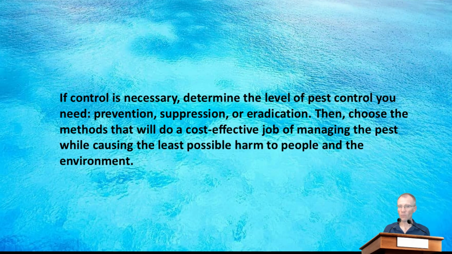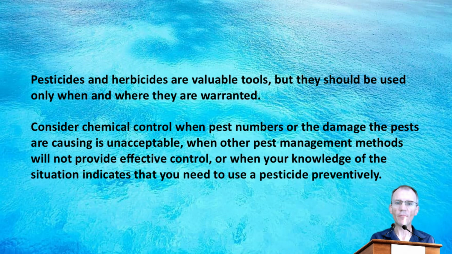Choose the methods that will do a cost-effective job of managing the pest while causing the least possible harm to people and the environment. Remember, pesticides and herbicides are valuable tools, but they should be used only when and where they are warranted. Consider chemical control when pest numbers or the damage the pests are causing is unacceptable, when other pest management methods will not provide effective control, or when your knowledge of the situation indicates that you need to use a pesticide preventatively.